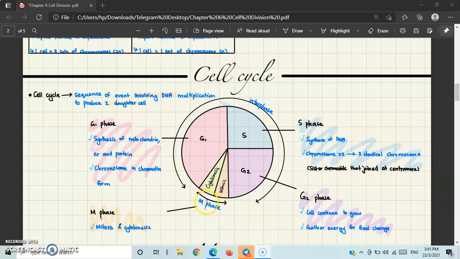M phase can be divided into two phases here: mitosis and cytokinesis. What is mitosis? It refers to the division of the nucleus. And then cytokinesis refers to the division of the cytoplasm. So at the end of the cell cycle, it will produce two daughter cells.